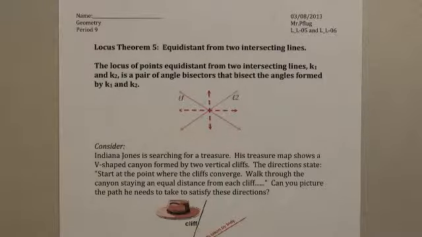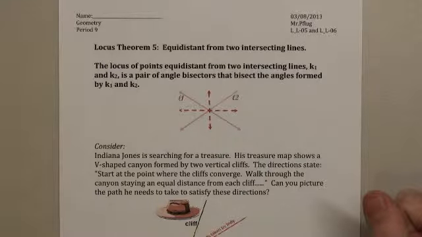All right, this is two lessons in one right now. It's lessons LO5 and LO6 on locuses. This is the last of the lessons on locuses. The last locus theorem is locus theorem 5. It's about equidistant from two intersecting lines.